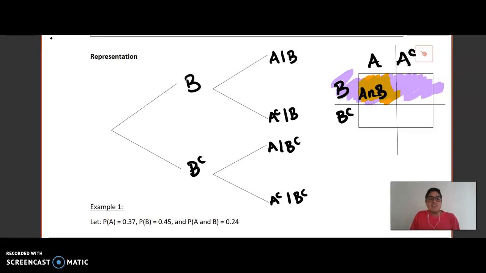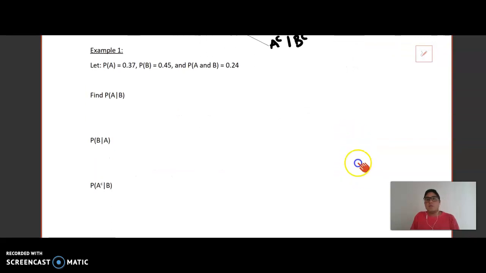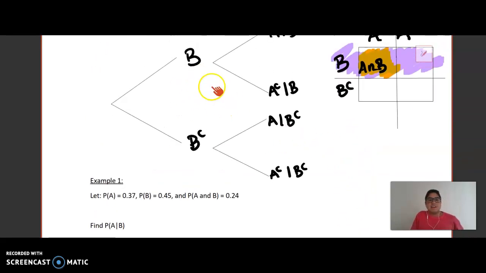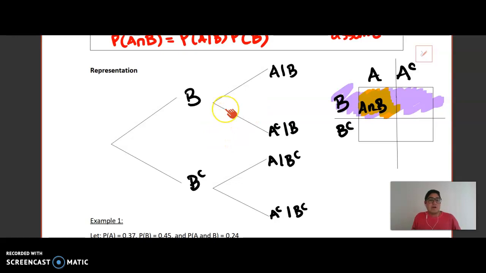So let's take a look first at an algebraic example, and then let's go through and do a word problem. And this here, again, is called a probability tree diagram. So now our third representation of probability, after our Venn diagram and two-way table, is the tree diagram.